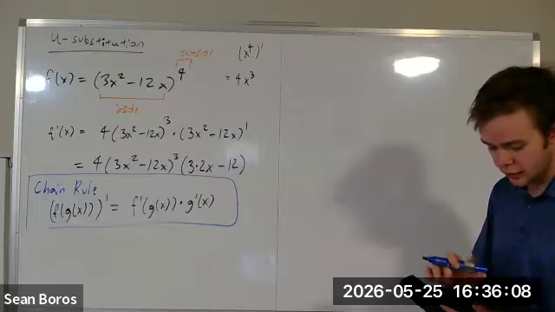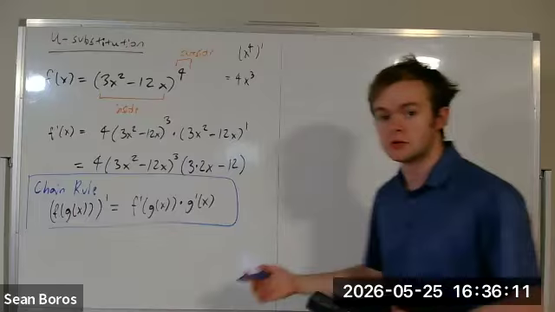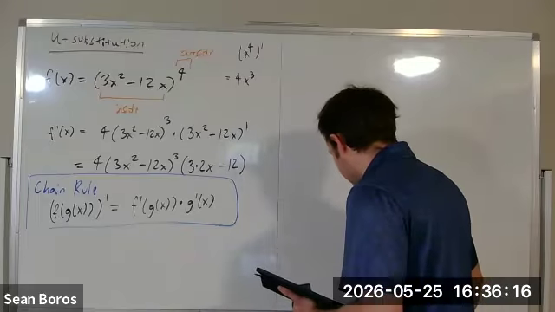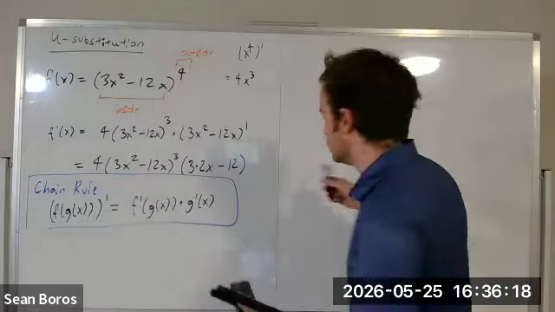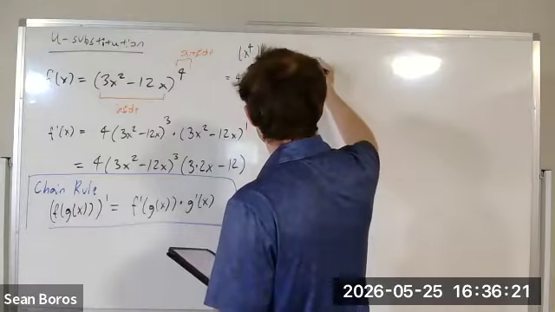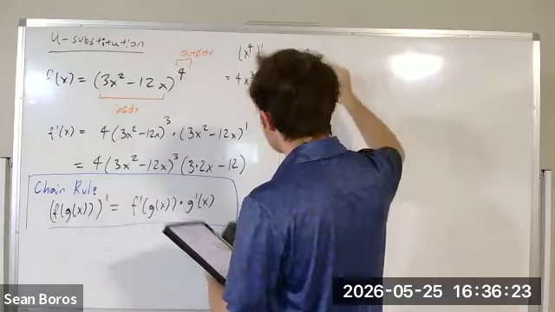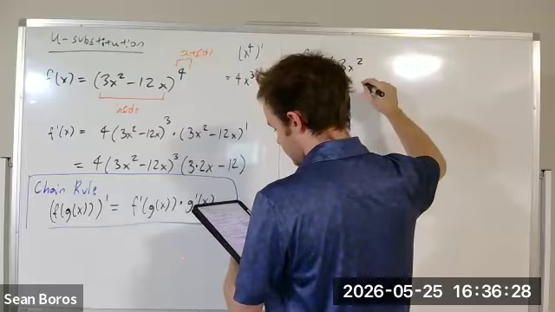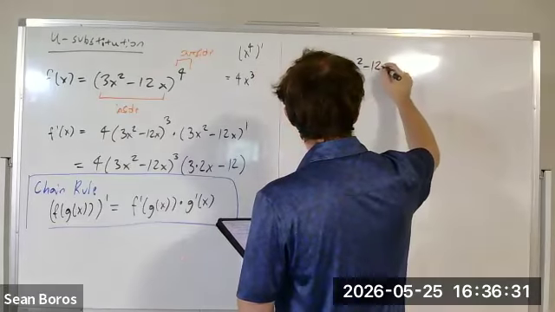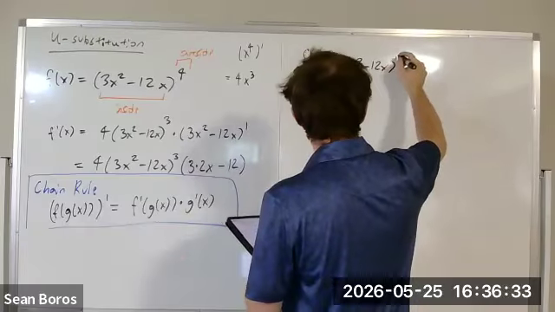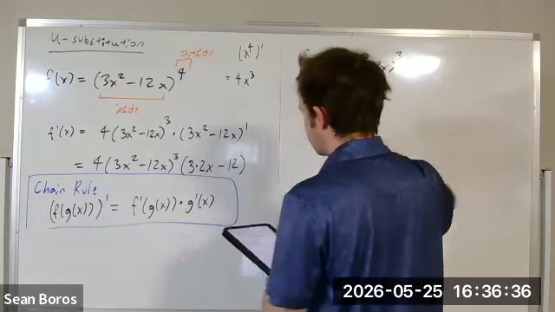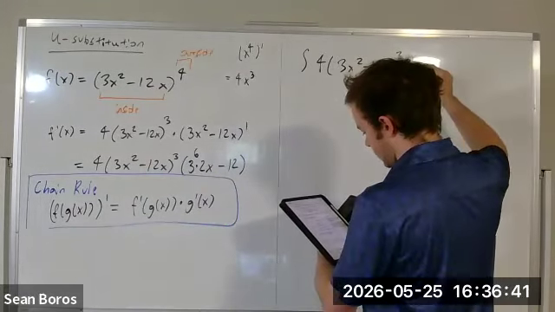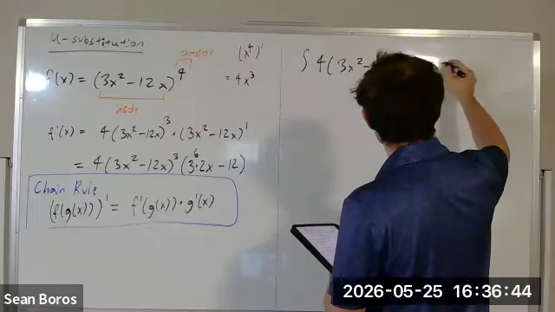And we want to ask, how can we actually reverse this process? We actually learned something in Calculus 1 that allowed us to reverse the process. We called it U-substitution, which is what I'm talking about here. So let's say that we have the integral of 4 times 3x squared minus 12x cubed times 6x minus 12.